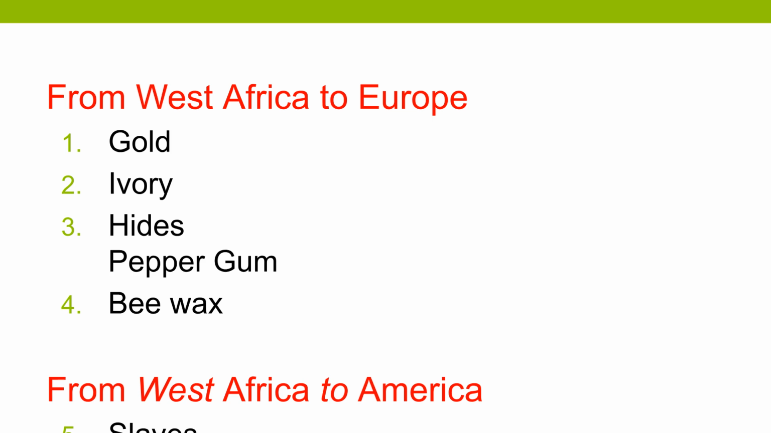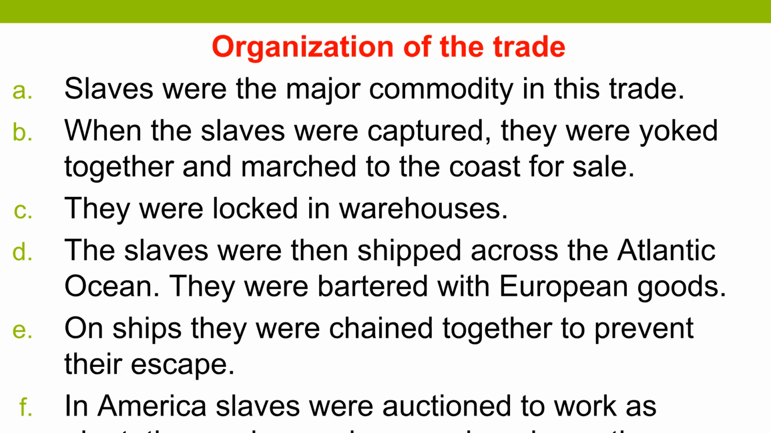West Africa exported gold, ivory, hides, pepper, gum, and beeswax to Europe. Crucially, slaves were the main export from West Africa to America. Slaves were the major commodity in this trade. Captured individuals were marched to the coast, locked in warehouses, and then shipped across the Atlantic Ocean, often chained together. In America, slaves were auctioned to work as plantation workers, miners, and domestic servants, often bartered for European goods.